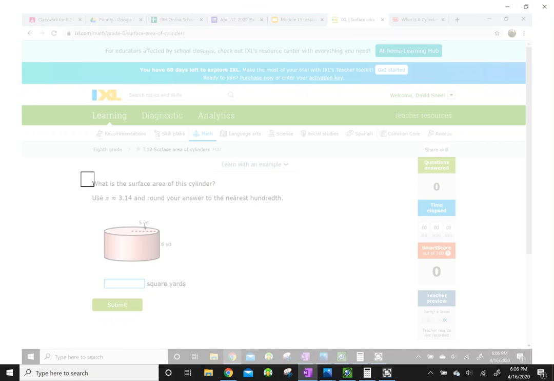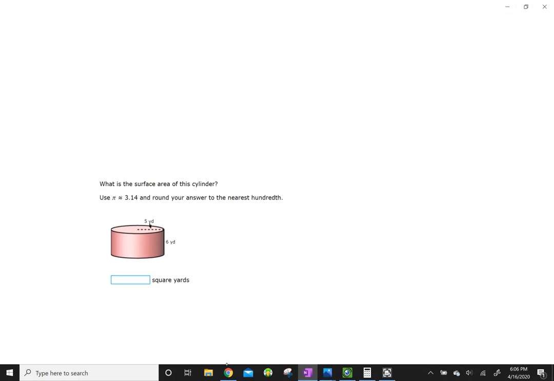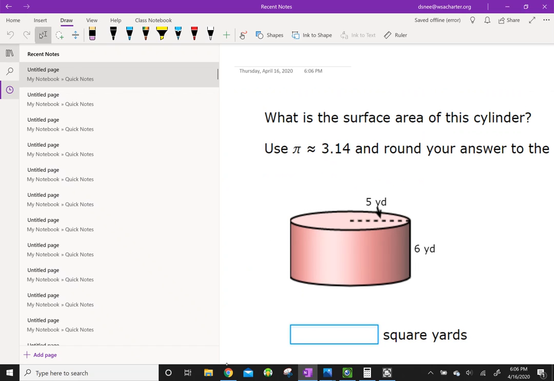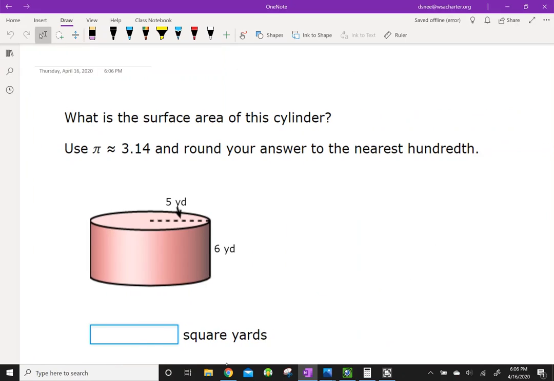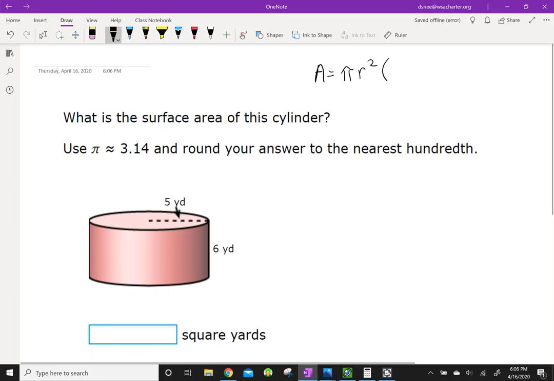We have a radius and we have a height, and that's all the information we really need. We're going to find the area of the top and bottom circles first. So let's write some formulas up top. Area equals pi times the radius squared. That's how you find a circle. And we have 2 of those circles, so we're going to multiply that by 2. It says to use 3.14 in place of pi, so that's what we're going to do. We're going to find the area of 2 circles.